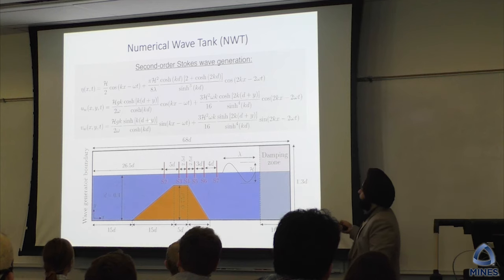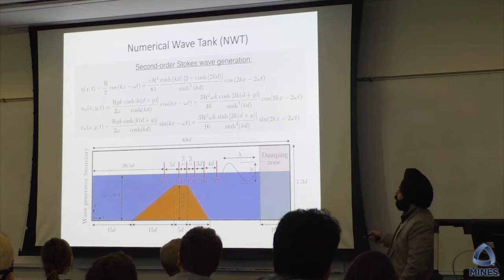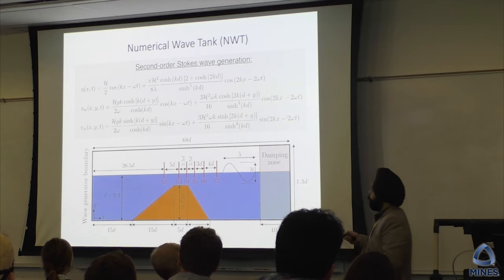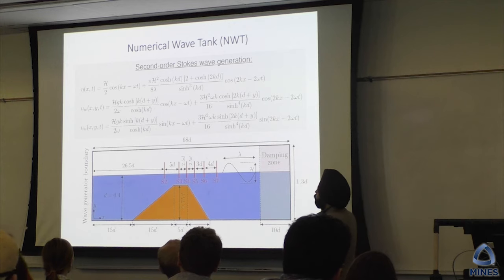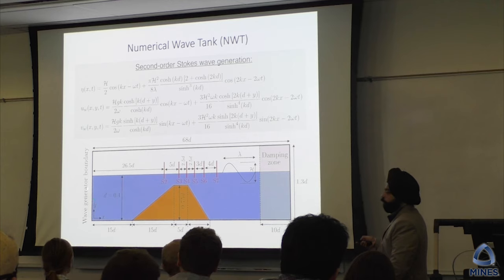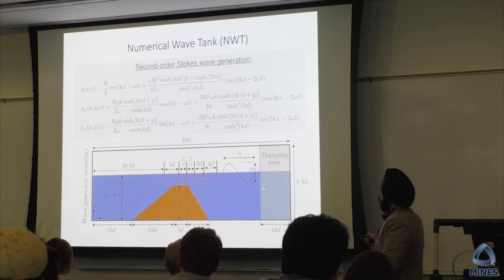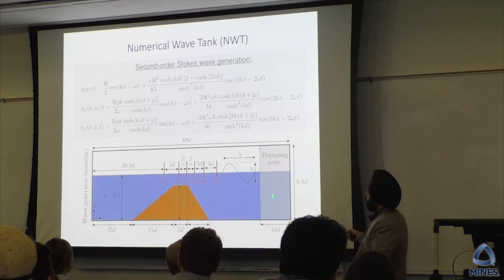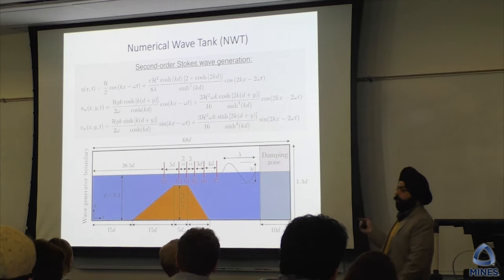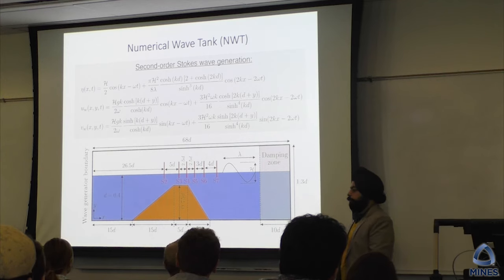Basically, those theories give you velocity in the domain and the surface elevation as the wave is propagating. So in our algorithm, we use these wave theories to generate velocities in the water phase, with the assumption that these velocities would generate waves that propagate from left to right. We want to have some damping zone at the end of our domain, because we don't want reflection of waves coming back into the system and polluting our solution.